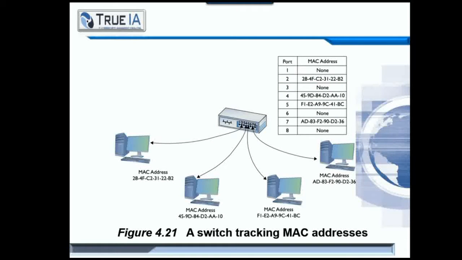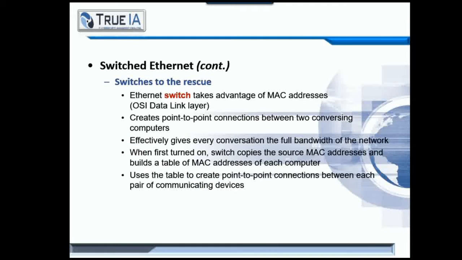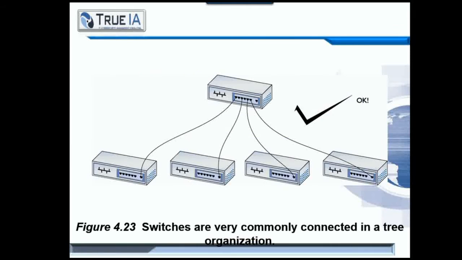A switch, just like a bridge, learns and tracks all the MAC addresses that are connected to it. That way, it ensures that it will only speak to the nodes connected directly to it. That segments the network and eases the overall broadcast congestion. This creates a point-to-point connection between two conversing computers that only requires the two of them to talk. So it effectively gives every conversation in the segment the full bandwidth of the network. So now, employing a switch, we can have a somewhat hierarchical architecture.